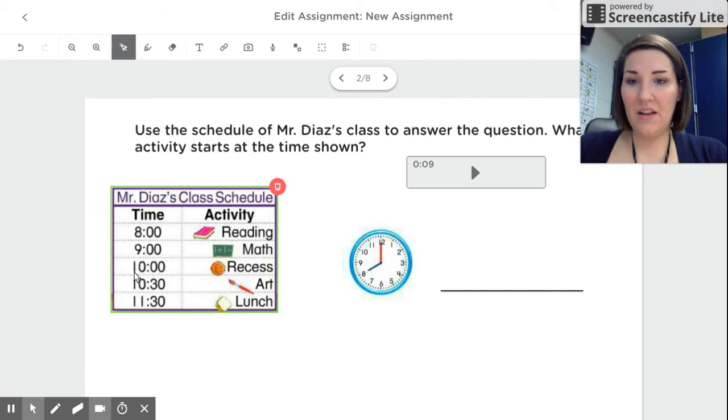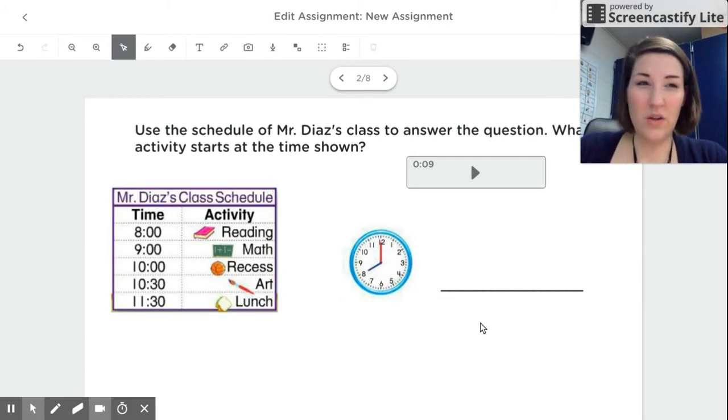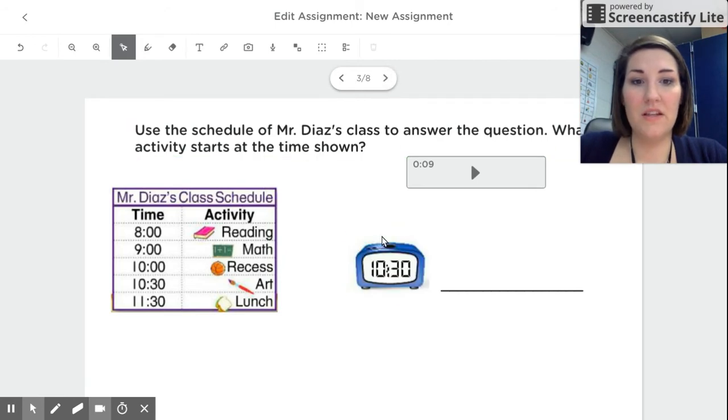I would see 10 o'clock is right here, and I would know that recess starts for Mr. Diaz's class at 10 o'clock. So I would write recess on the line. Now I know you won't have recess written on your first one because that's not the correct time that it says on the clock. You'll have a couple of questions that look similar. You'll notice that there's either a digital or analog clock, so you can tell those times both ways.